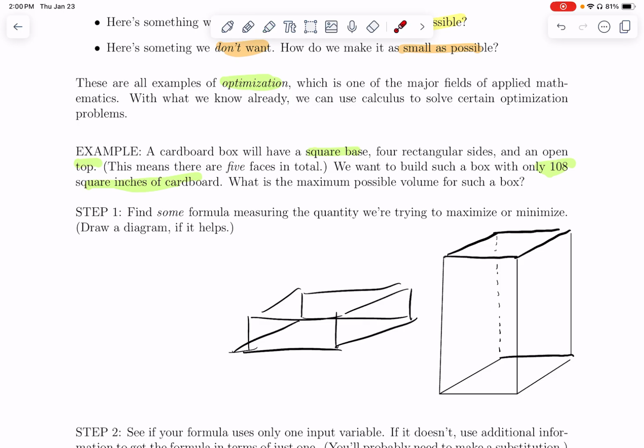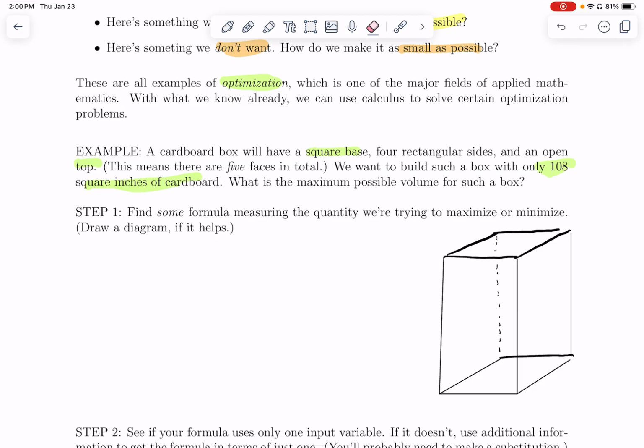Is it a good idea to make it kind of narrow at the bottom and very tall? Is it a good idea to make it very wide but short? It's not obvious what's the best way to do this. So here's what we're going to do. Step one, we want to find some formula measuring the quantity we're trying to maximize or minimize. So we are trying to maximize volume of a rectangular prism. And volume of a rectangular prism would be length times width times height. So we can just start with that, length times width times height. That's how we measure this volume.